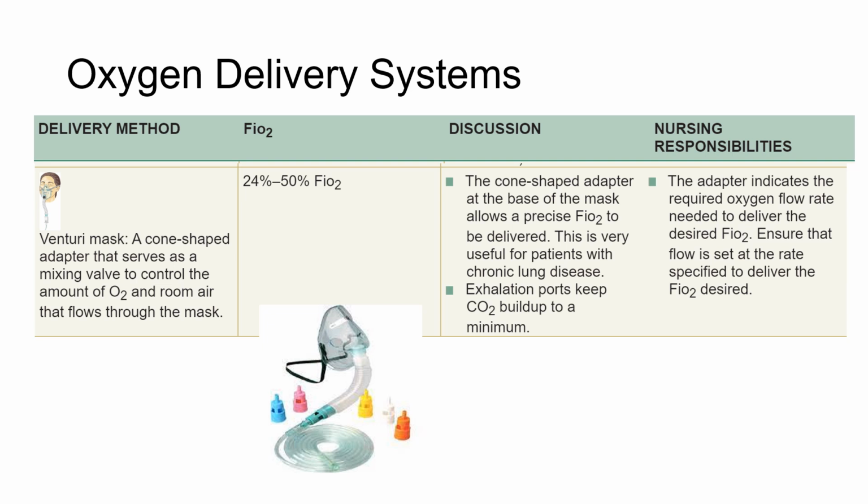Next we have a Venturi mask. A Venturi mask looks kind of like a simple mask, but it's hooked up to a little tube, and it has these colorful little valves that you can use. The difference between this and the others is that this one provides a precise amount of oxygen, of FiO2. Very precise. Each one of those little valve colors represents a percentage of FiO2. So if a patient needs 50%, you put that on and it will deliver exactly 50% oxygen.